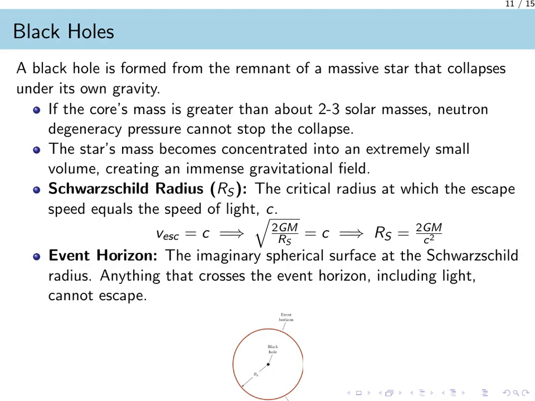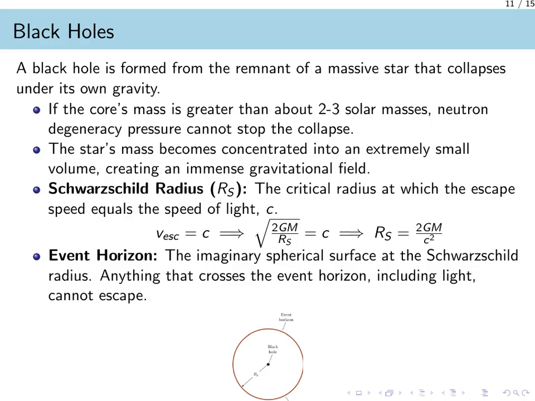When a very massive star collapses, its gravity can become so overwhelmingly strong that nothing, not even light, can escape. If a star's core has a mass greater than about 2 to 3 times that of our Sun, the neutron degeneracy pressure that forms a neutron star is not enough to stop the collapse.